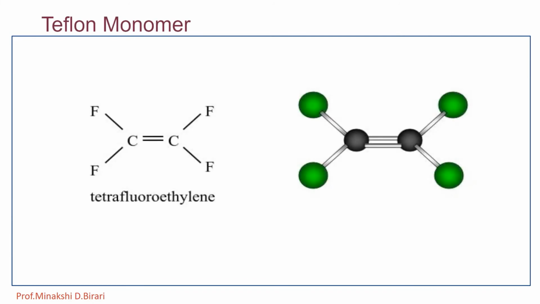Now what is the monomer for Teflon? The monomer used is tetrafluoroethylene, that is CF2=CF2, which is a gas at room temperature with boiling point minus 76 degrees Celsius, and there are various methods for the preparation of this monomer. Now let us see the preparation of monomer tetrafluoroethylene.